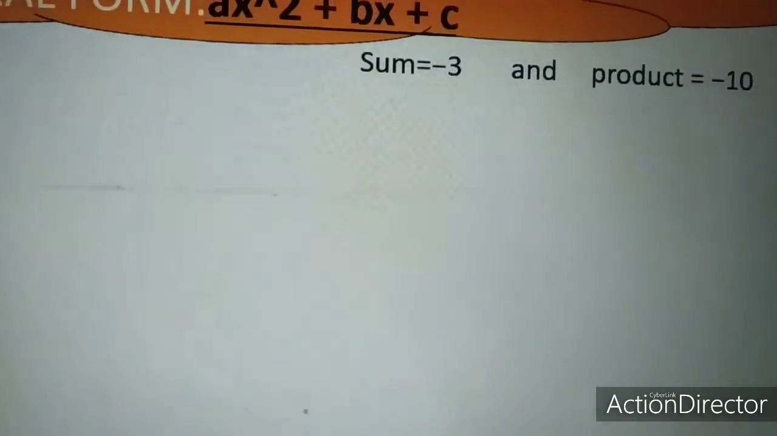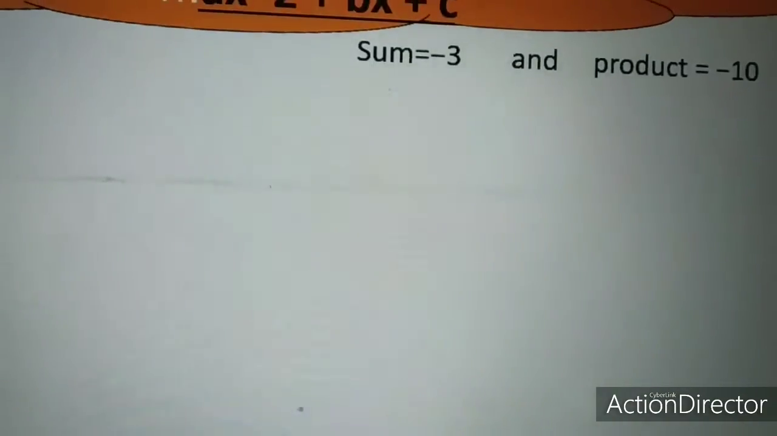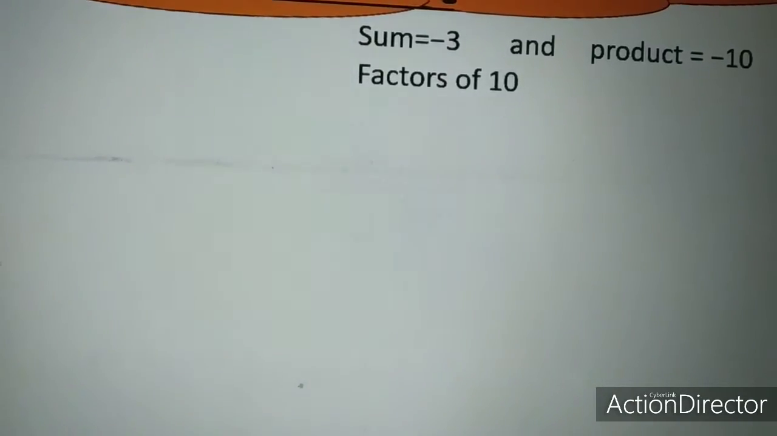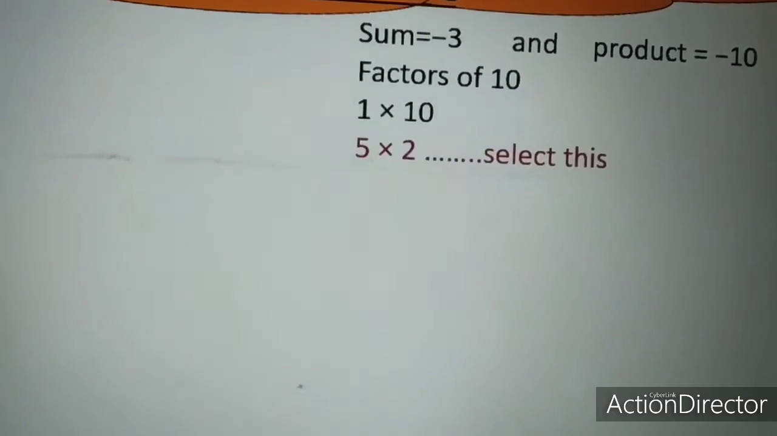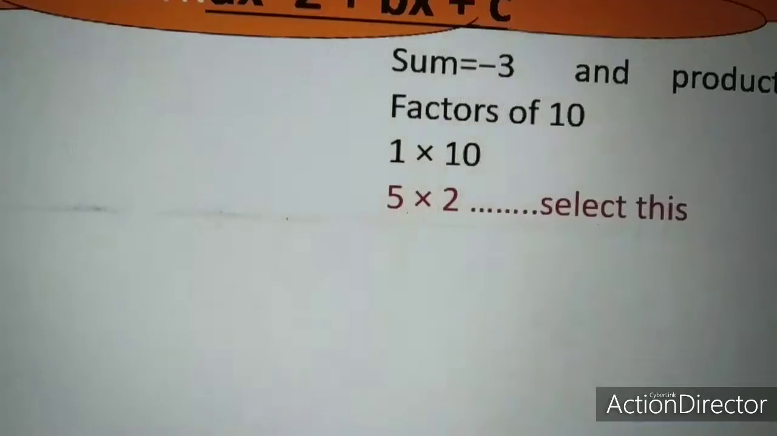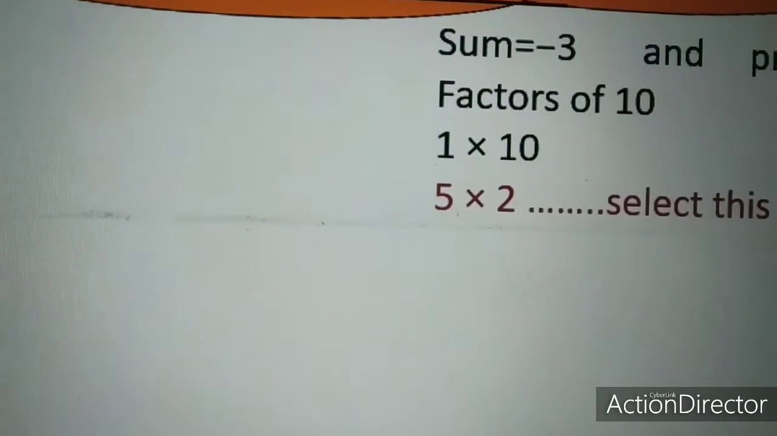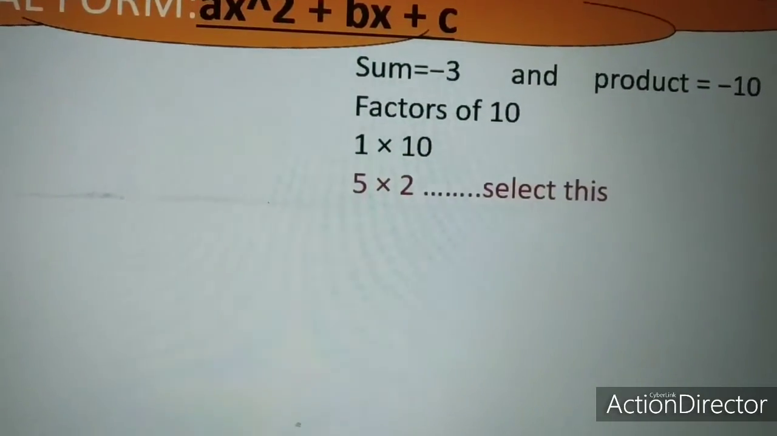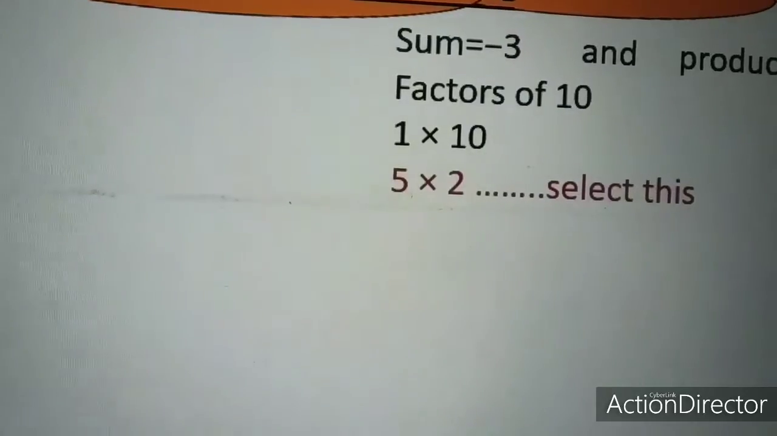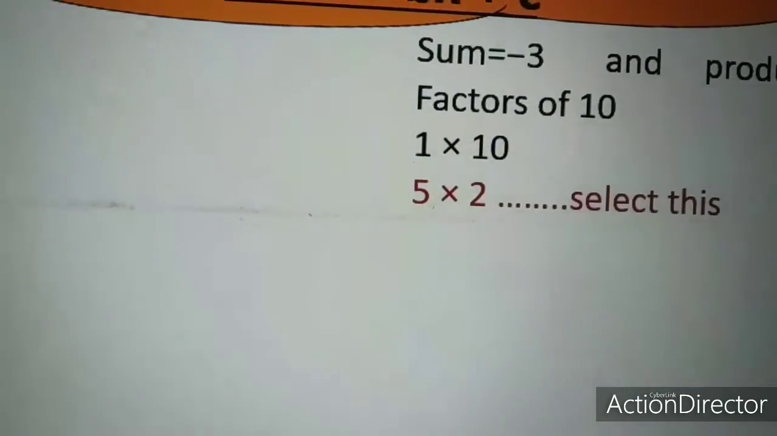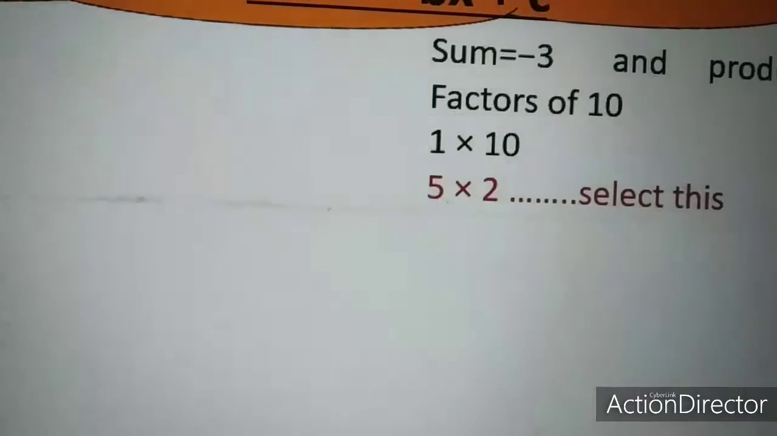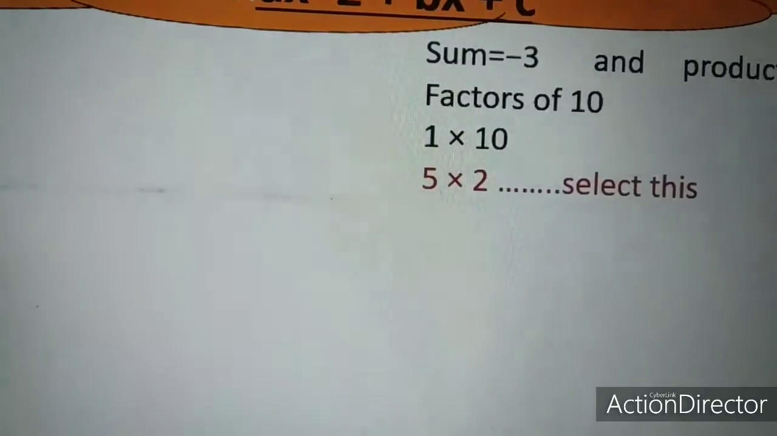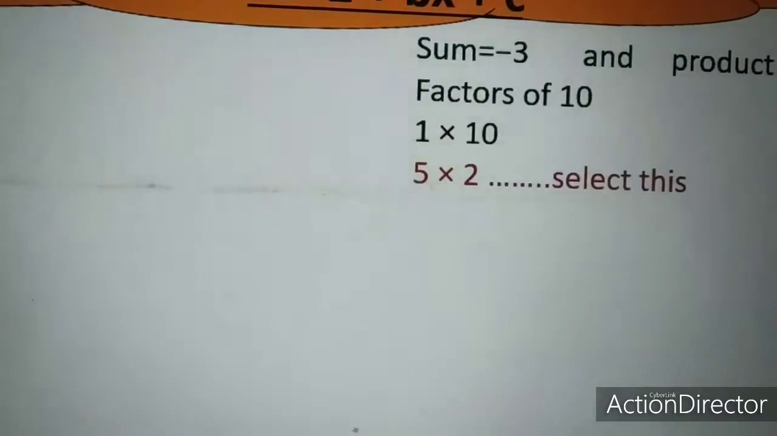Now the next step is to write the factors of 10. So what are all the factors of 10? 1 into 10 and 2 into 5. Out of these factors, I have to select 2 factors such that my sum should be equal to minus 3 and product should be equal to minus 10. Suppose I add the first one, 1 plus 10, we are getting 11, which is not equal to minus 3, and 10 minus 1 is equal to 9, which is also not equal to minus 3.